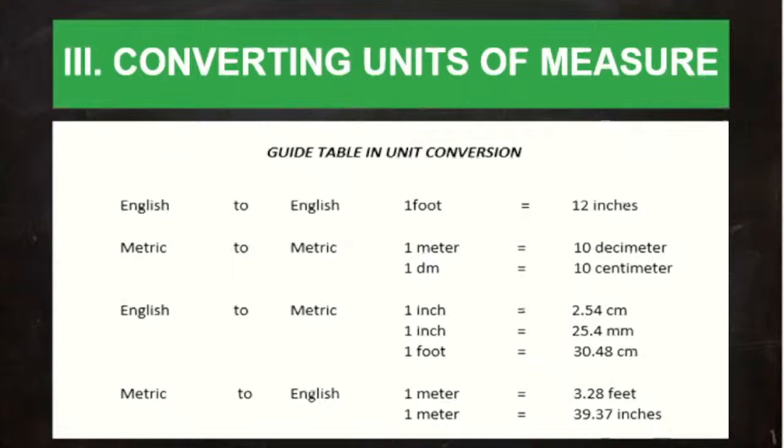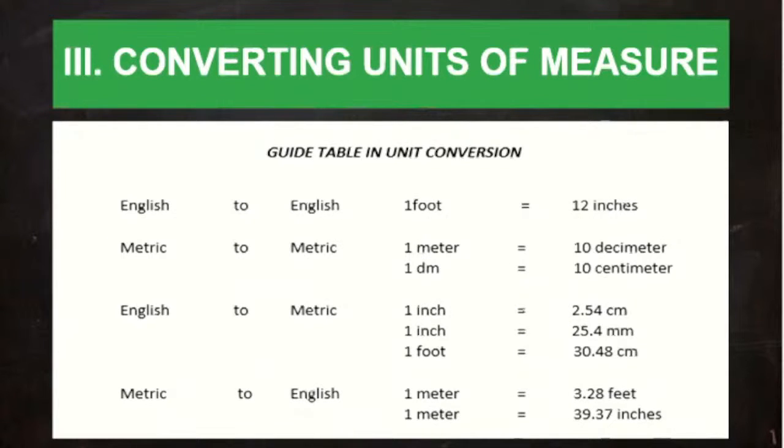1 decimeter is equivalent to 10 centimeters. English to metric. 1 inch is equivalent to 2.54 centimeters. 1 inch is equivalent to 25.4 millimeters. 1 foot is equal to 30.48 centimeters.